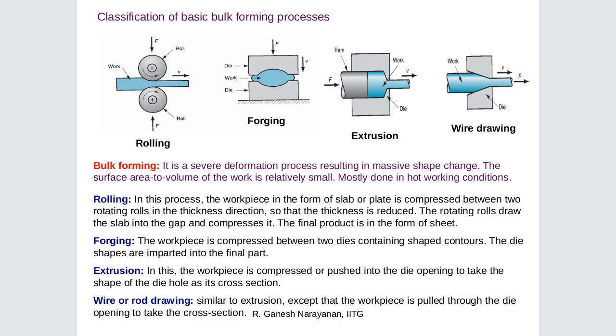And then wire and rod drawing is similar to extrusion, except that the workpiece is pulled through the die. So in this case, the workpiece is pulled through the die, but in the extrusion process, the workpiece is forced into the die.